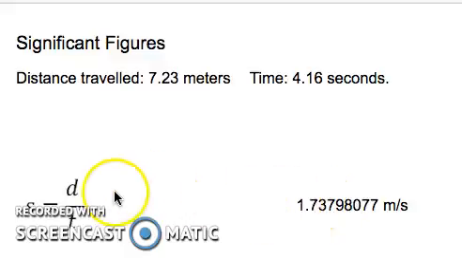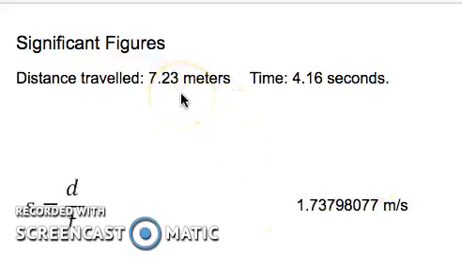In our class, we will have this formula: speed or velocity equals distance over time. And you can see some sample numbers here. Distance traveled 7.23 meters and time is 4.16 seconds. Here's why you have rules for how many of these figures should be in the answers.